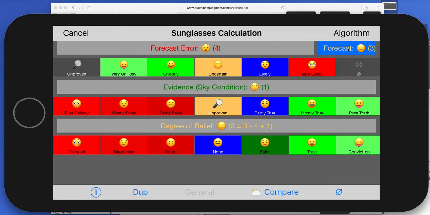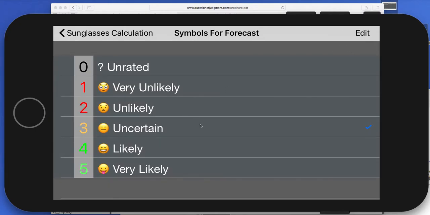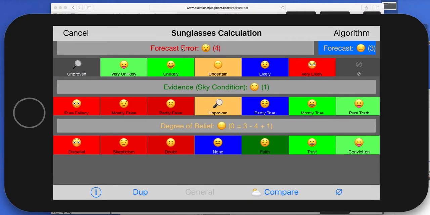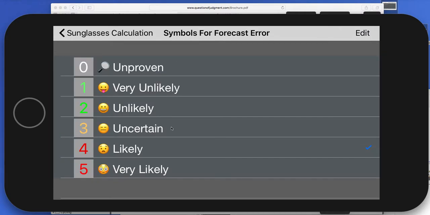Here's our forecast. And let's say we just got back from viewing the weather forecast from the National Weather Service, and it really doesn't help us. Let's say that, after reading it, we're still uncertain. It can't tell us one way or another. So what we do is we say, well, is there any error in this forecast? And let's say we think that the forecast isn't very accurate.